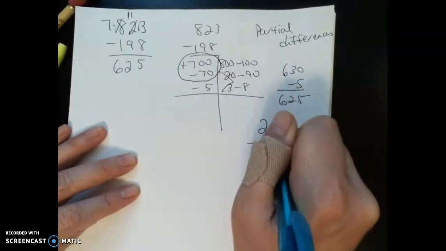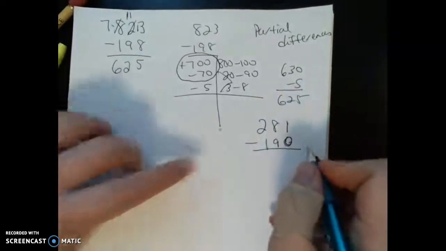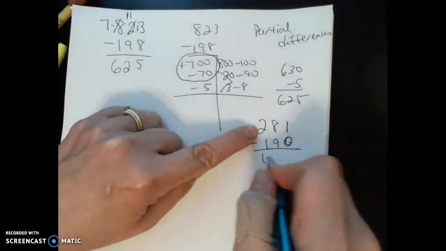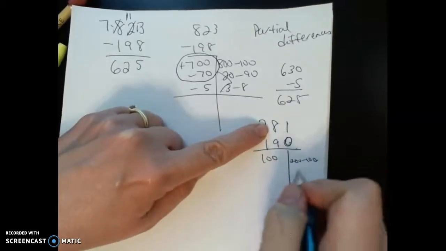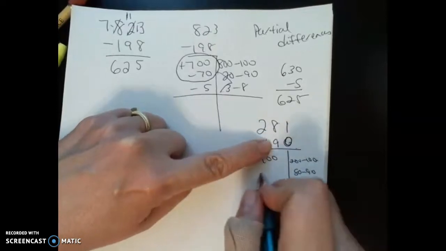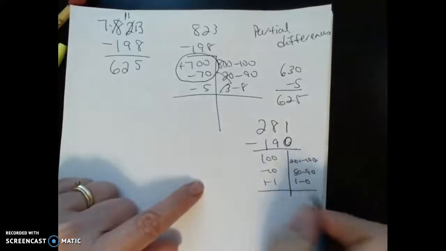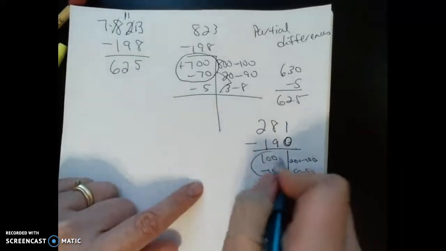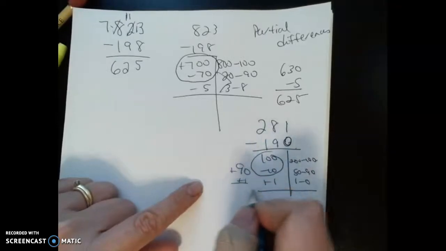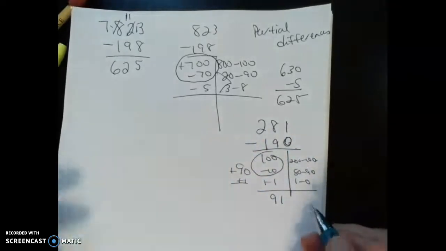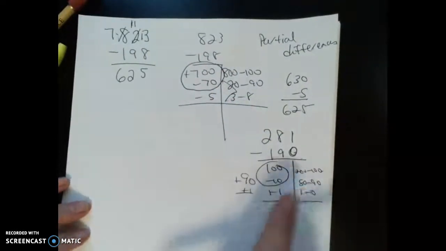281 minus 190, we'll just do 190. All right, this would be 100 because it would be 200 minus 100. This would be 80 minus 90, which would be, you still owe 10. But this is 1 minus 0. That's a positive one. It just kind of depends on what you get. So again, if I combine these, I get a positive 90, and this is a positive 1, so that would be a positive 91, okay? So again, these aren't always negative, aren't always positive. It just depends on what you get when you subtract.